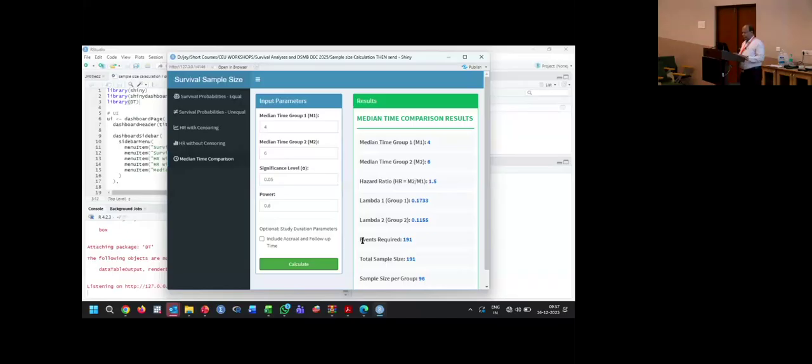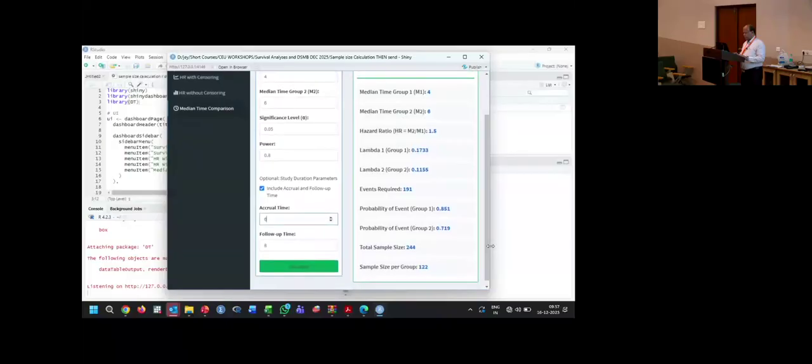So this can include accrual and follow-up time. For example, the accrual time, the recruitment period, we don't take 12 months, maybe 6 months or whatever, and the follow-up time is 2 years, 24 months. A small difference, 99 per arm.